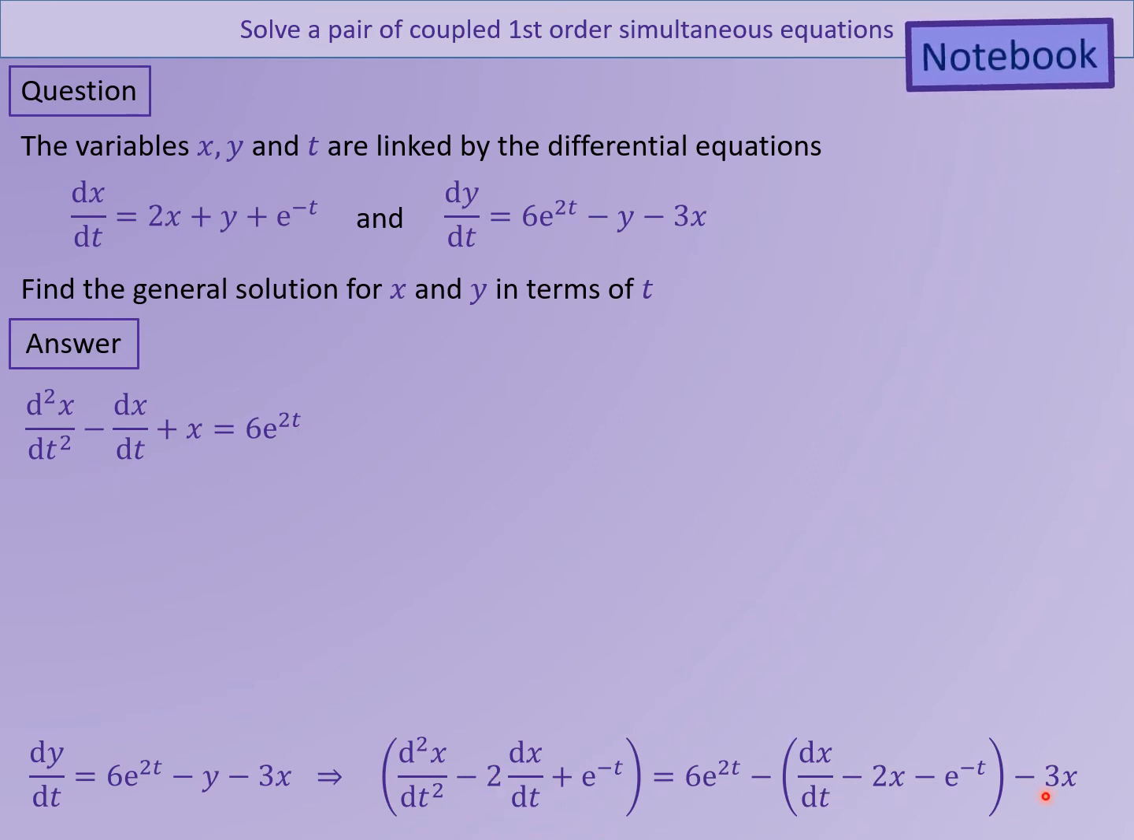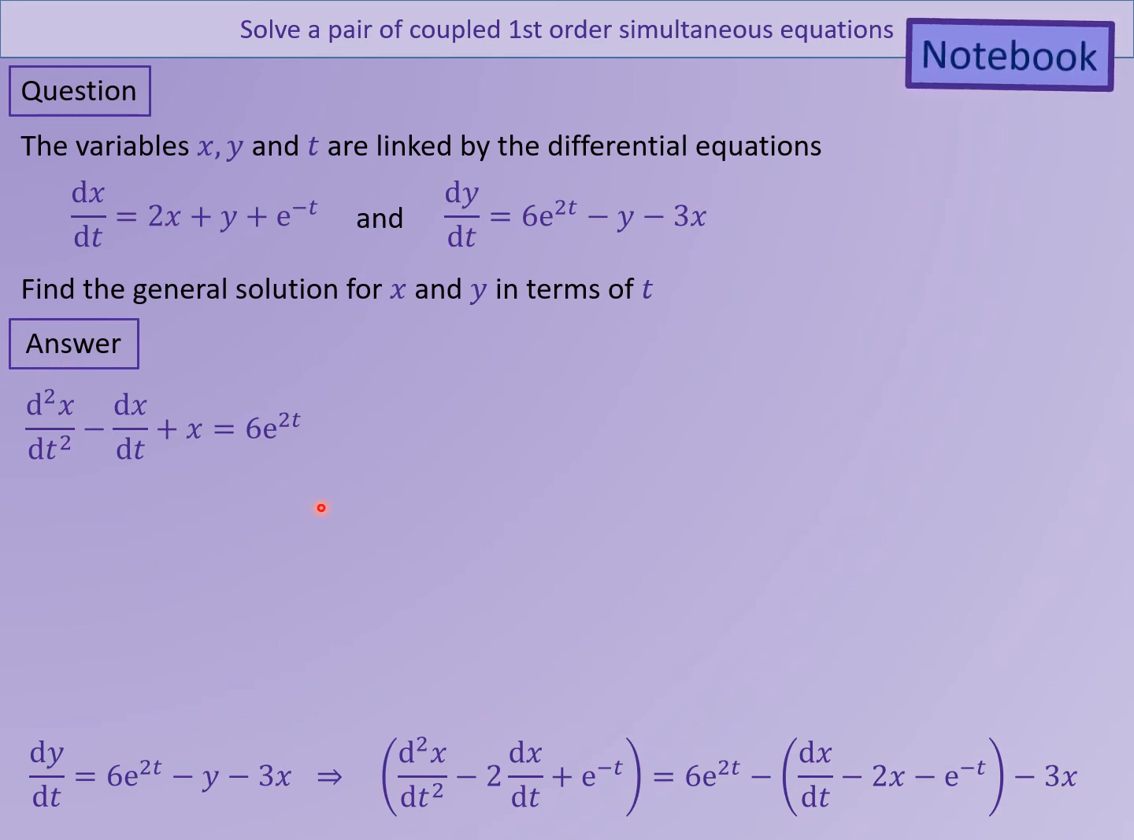We've also got a minus 3x there and a plus 2x here, so that's going to go over the other side to make an x. e to the minus t can go over this side, but notice it cancels with that e to the minus t as well, all right? Because you're going to be taking that away, and this one's going to be positive. All right, so you end up with this equation.